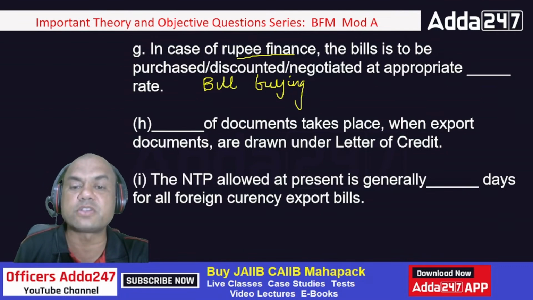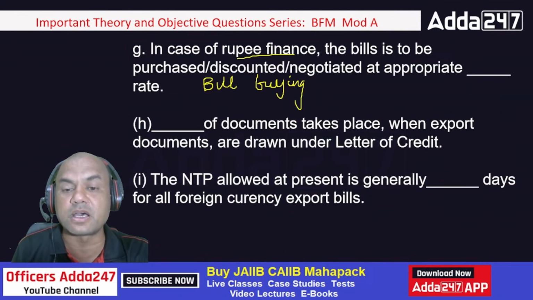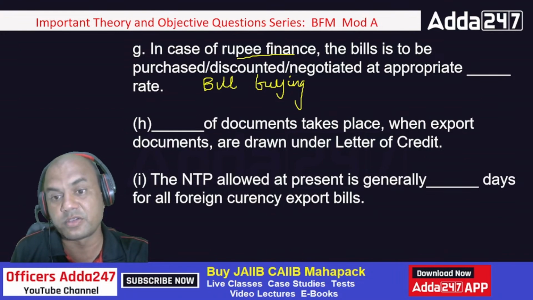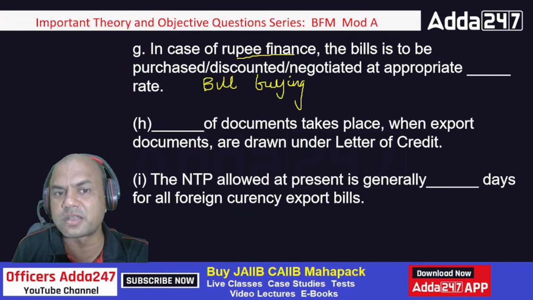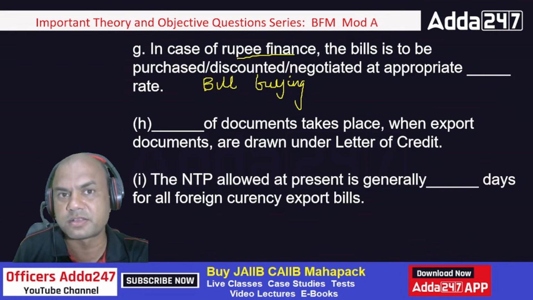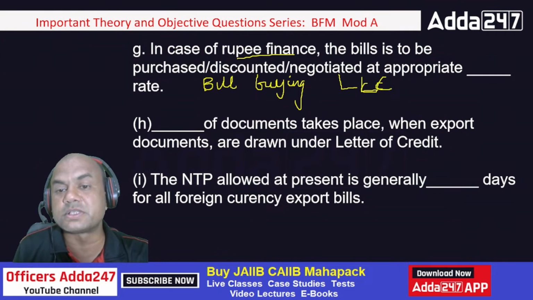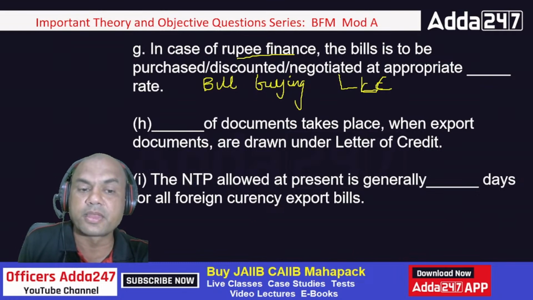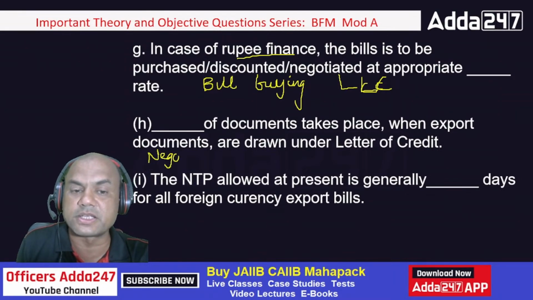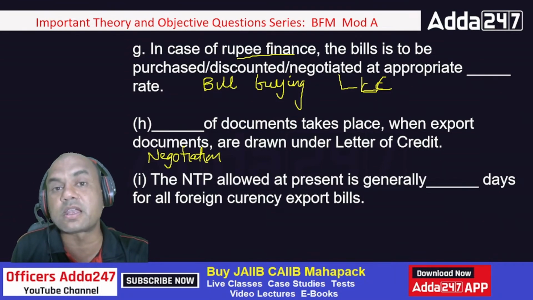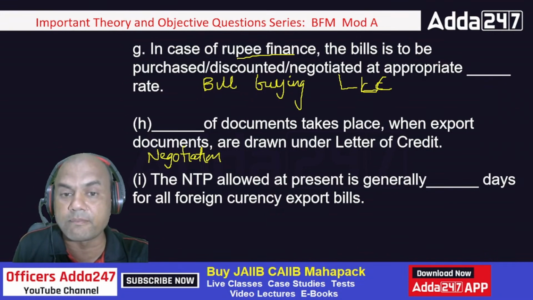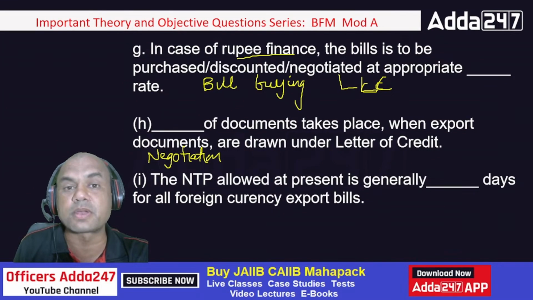Next one. Dash of documents takes place when export documents are drawn under LC. What takes place? Just now I told you, isn't it? Purchased is sight, discounted is collections, and negotiated is under LC. So negotiation of documents takes place. If the documents are under collections, it is called discounting. If it's a sight document, then it's called purchasing.